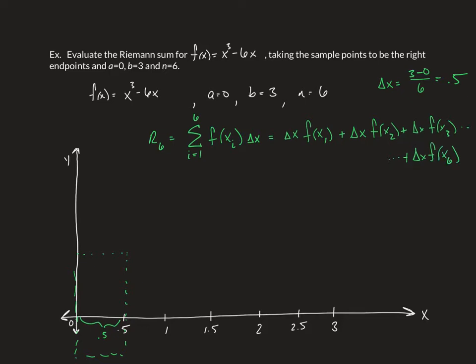And so these are some calculations that we can actually make, but to make those calculations easier, I'm just going to recognize that there is a delta x in each of these terms, so I can factor that delta x out. So this is going to equal delta x times f of x1 plus f of x2, etc.